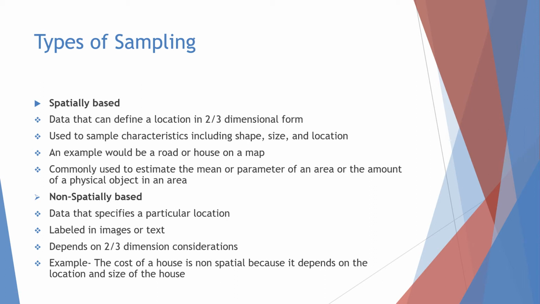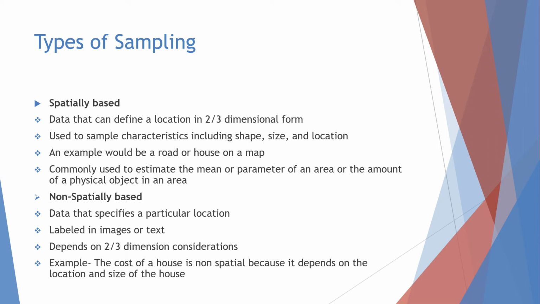There are a few types of sampling. The first one is spatially based, and it is data that's in 2 or 3 dimensional form and is used to define a location. Characteristics would include sample, size, and location. An example would be a road or a house on a map, and it's commonly used to estimate the mean or perimeter of an area or the amount of a physical object in the area.